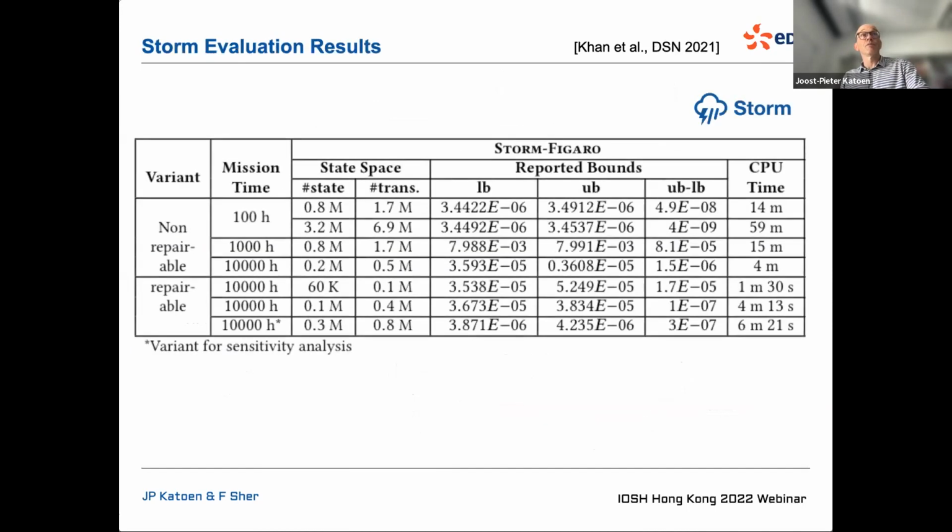So here you see some evaluation results by Storm. This paper was published in 2021. And what I would like to emphasize here is the precision. That tells you up to how many decimals the result that you compute is accurate. And notice that you partially generate the state space. For instance, in the very first row, the case with 100 hours, which is the mission time, you see two entries, and they basically only differ in their precision. In one the precision is 8 decimals, the other one is 9.